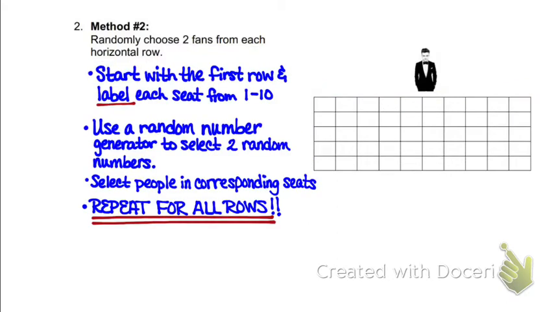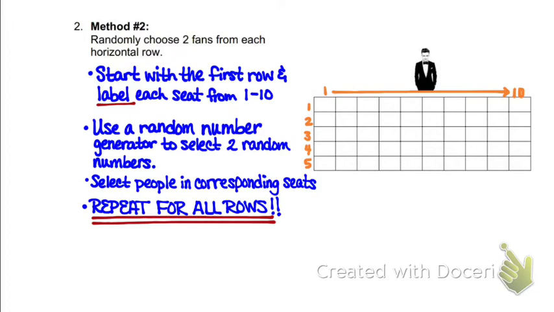Start with the first row, label our seats 1 to 10. Use a random number generator to select 2 random numbers. Select people in the corresponding seats and repeat for all the rows. So you should end up with 2 here, 2 here, 2 here, 2 here. Yeah, tell me your first set of random numbers. It was 1 and 9. 1 and 9. So 1 and 9.